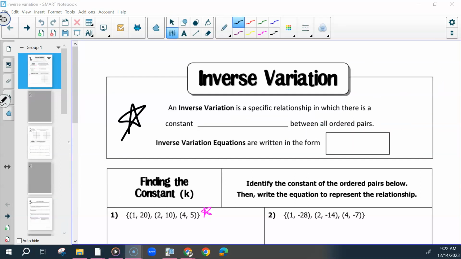And inverse and direct are opposite. So direct had a constant ratio. What do we think this one is? So ratio is a division. So the opposite of that would be multiplication, a product.